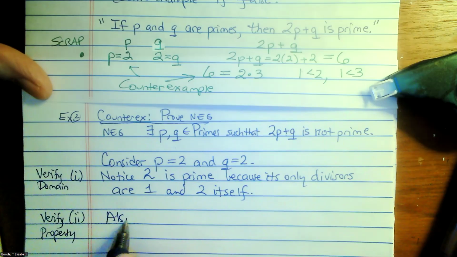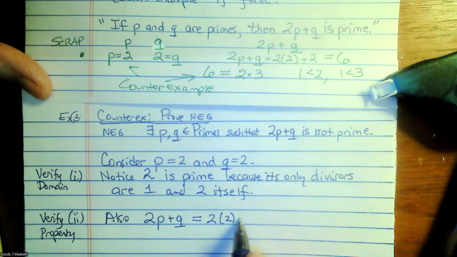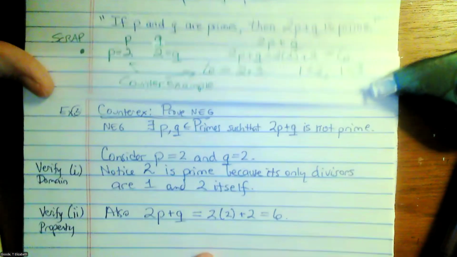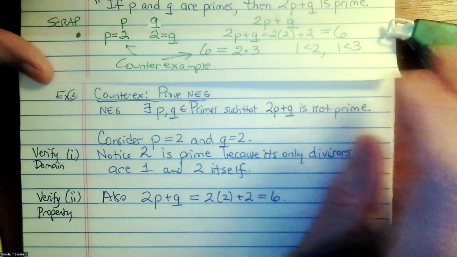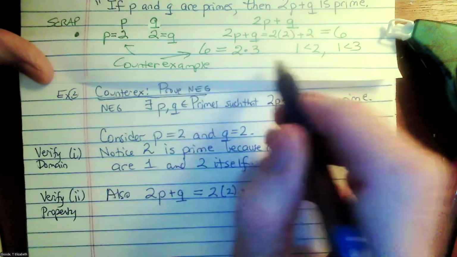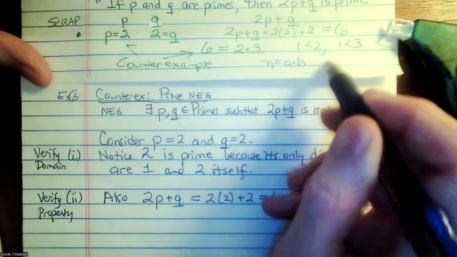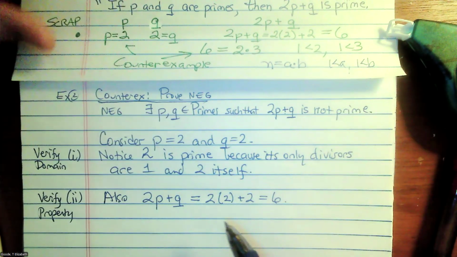So let's talk about 2P plus Q. Tell your reader what you're looking at. So what is 2P plus Q now? It's 2 times 2 plus 2, which is 6. And so we want to show 6 isn't prime. So how do we do that? Well, we have to give a factorization. Remember, n is not prime if n equals a times b, where 1 is less than a and 1 is less than b, where a and b are integers.